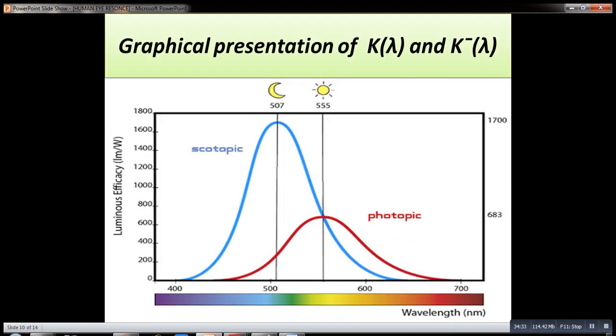This curve represents the luminous efficacy of scotopic and photopic vision. What is the main difference between scotopic and photopic vision, and why is the photopic curve lower than the scotopic curve? This means that the maximum luminous efficacy in photopic vision is lower than in scotopic vision. Why?